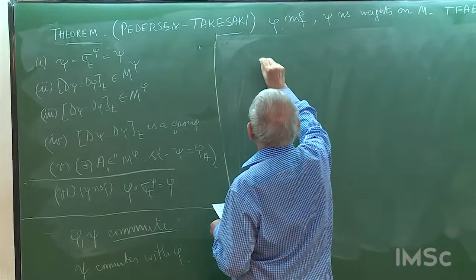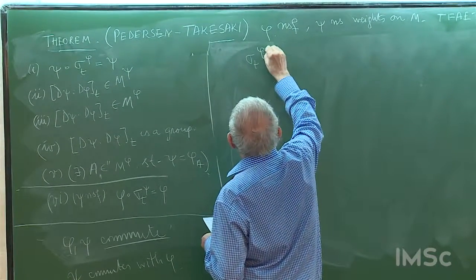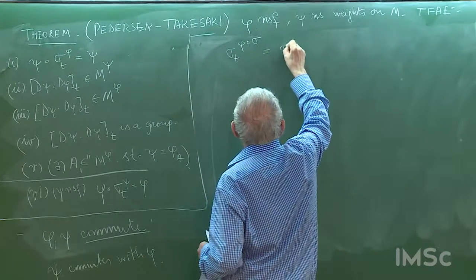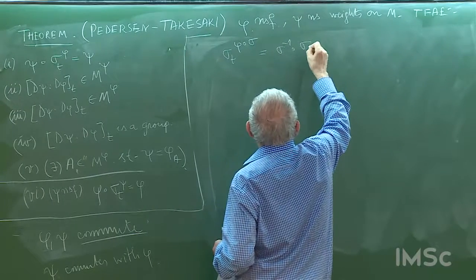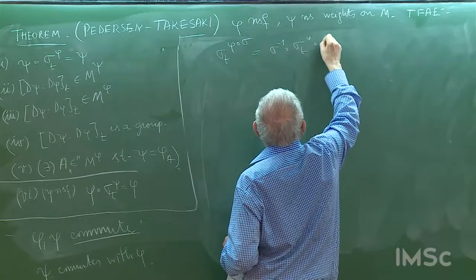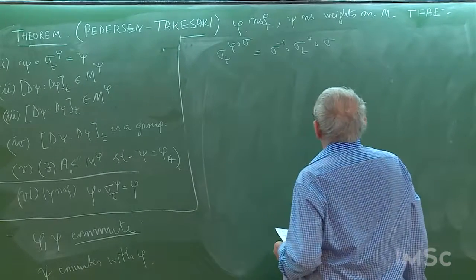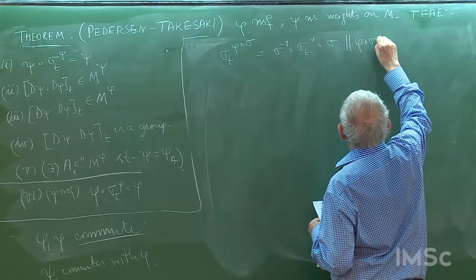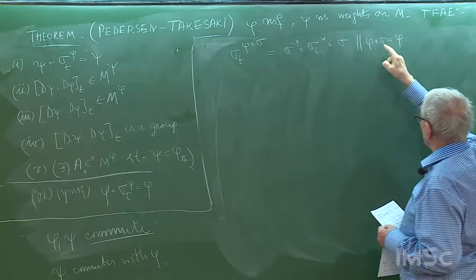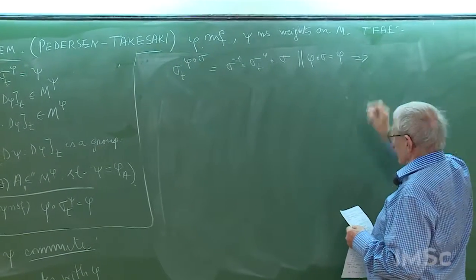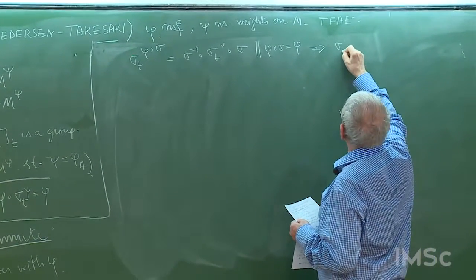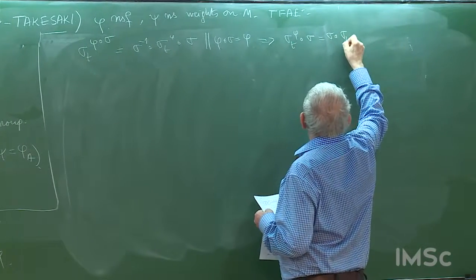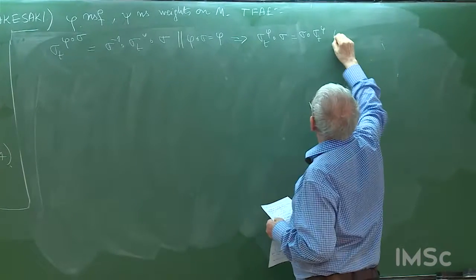Okay, now let's recall one thing: sigma t phi composed with an automorphism sigma is equal to sigma minus 1 composed with sigma t phi composed with sigma. So if I have that phi composed with sigma is equal to phi, so if phi is sigma invariant, this implies the commutation: sigma t phi composed with sigma is equal to sigma composed with sigma t phi for every t.